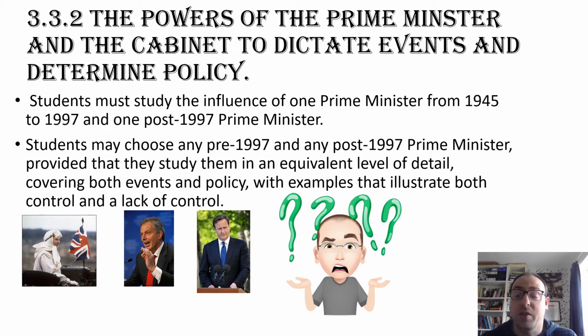This is part of my playlist on A-level politics, and in particular it's looking at the Edexcel A-level politics component 2, and the section is 3.3.2, the powers of the Prime Minister and the Cabinet to dictate events and determine policy. What the specification tells you is that students must study the influence of one Prime Minister from 1945 to 1997 and one post-1997 Prime Minister. Students may choose any pre-97 and any post-97 Prime Minister, provided they study them in an equivalent level of detail, covering both events and policy, with examples that illustrate both control and lack of control.